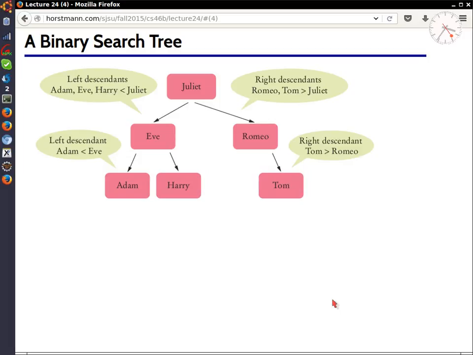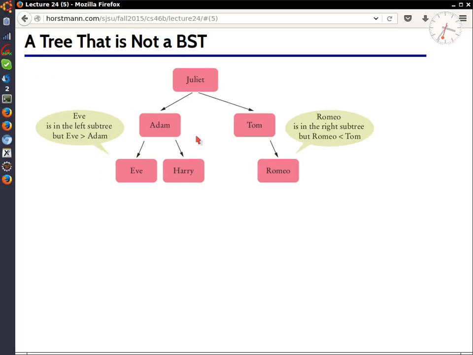So here's an example from the book, where we use strings instead of numbers, and so this is a binary search tree for that reason. Here's one that's not a binary search tree, and let's find out why. Well, there's 2 reasons why it's not.